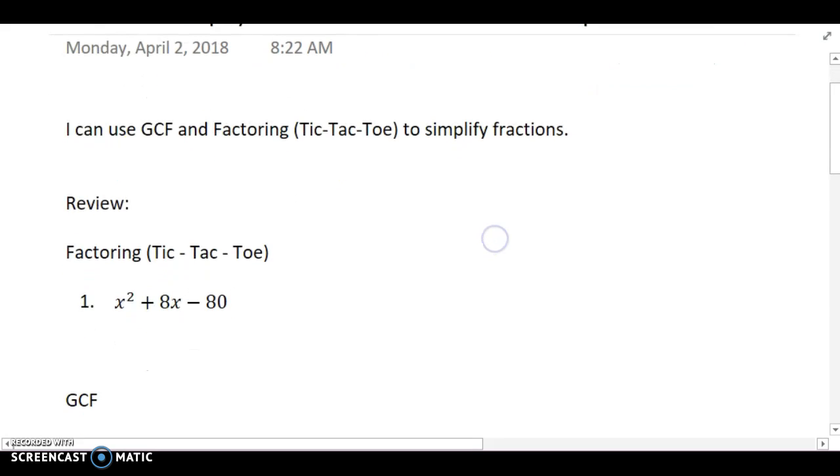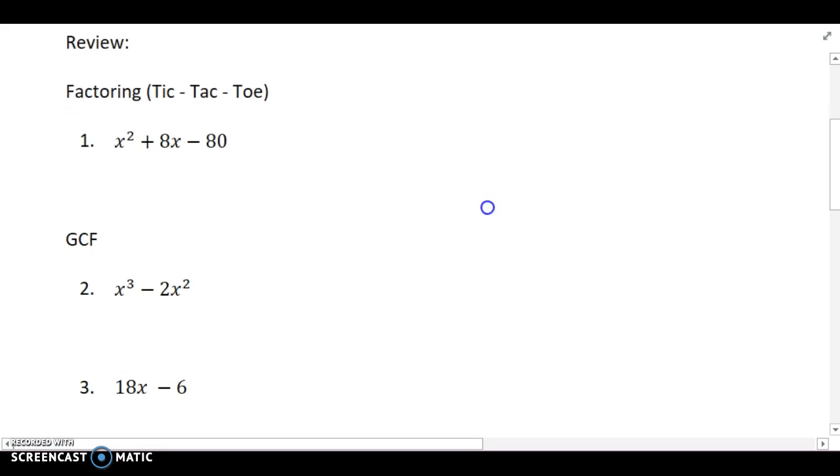So today I can use GCF and factoring, which I like to use tic-tac-toe for, to simplify fractions. If you don't remember what factoring or tic-tac-toe is, it is the opposite of FOIL. So this is something that we need to know before we start. It's the opposite of FOIL, if you remember how to do that.